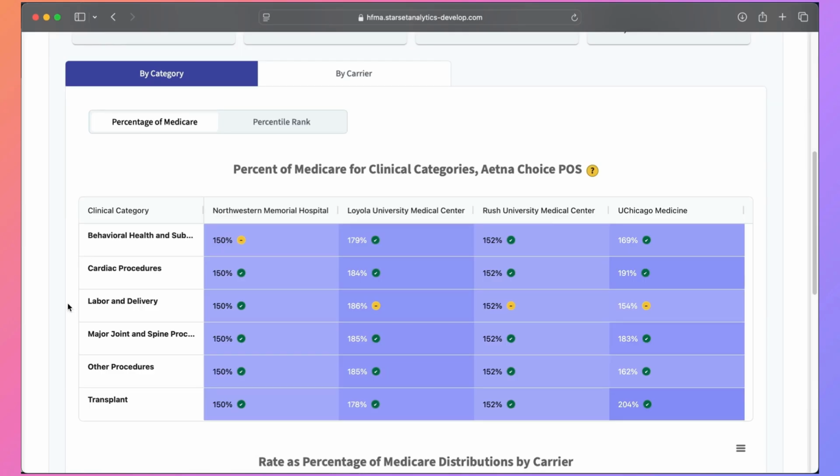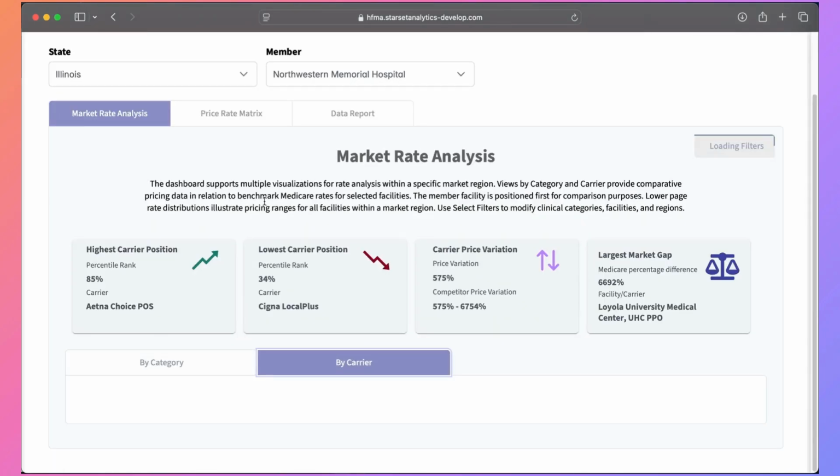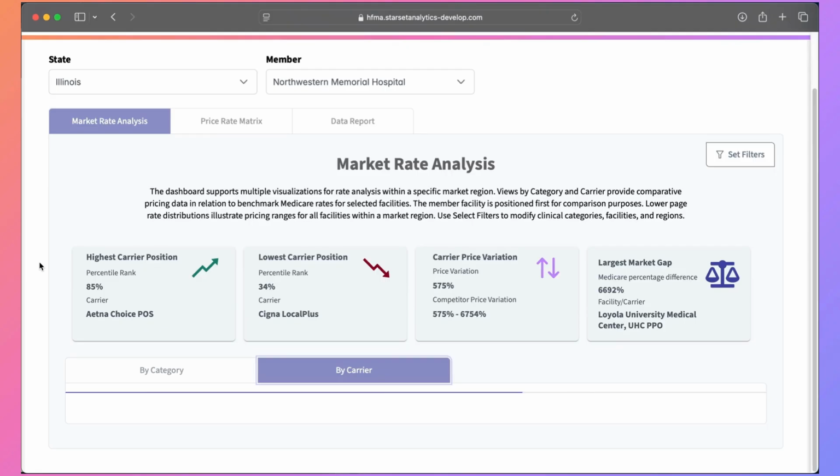These categories are formed by taking all available codes for that service line, using claims data to weight them by utilization, and then express them as a single standard benchmarked rate. Something important to note is that we offer two different ways to benchmark. There's the Medicare rate, which is a fixed benchmark against what Medicare pays, and there's percentile rank, which shows relative ranking where 99th percentile is most expensive and 50th percentile is market median. You can also view this data two ways: by clinical category, which shows differences across service lines, or by carrier, which shows how one hospital performs across different insurance plans.